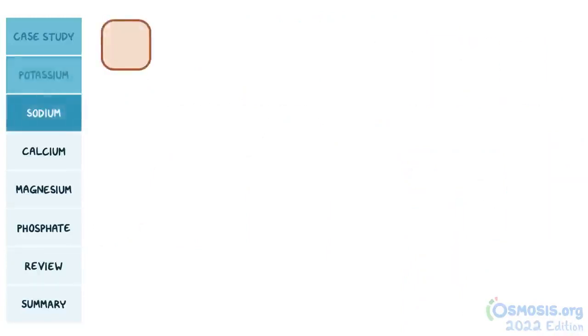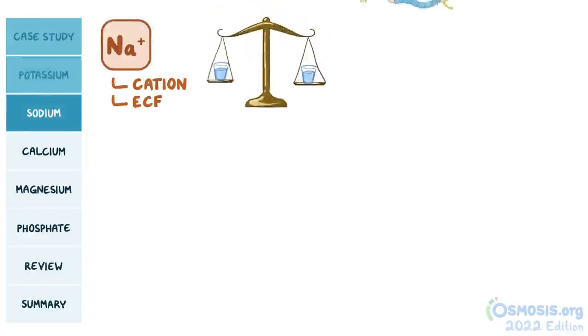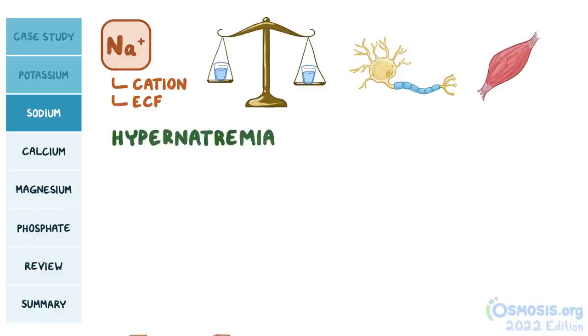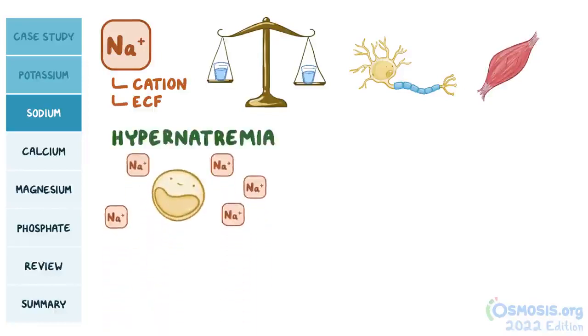Let's move on and talk about sodium, which is a cation that's mostly in the ECF and is essential for maintaining water balance, as well as nerve impulse conduction and muscle contraction. So with hypernatremia, there's too much sodium in the extracellular fluid. This can happen because a person has gained more sodium than water, or has lost more water than sodium. Either way, this increases the sodium concentration in the extracellular fluid and draws water out of the cells.